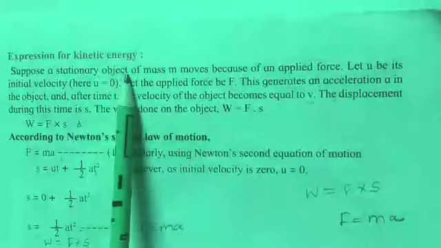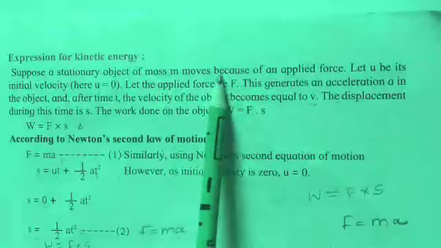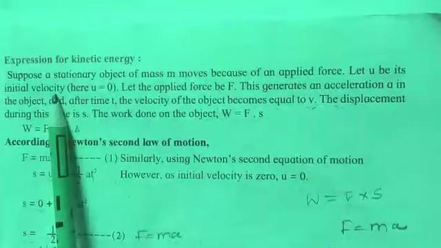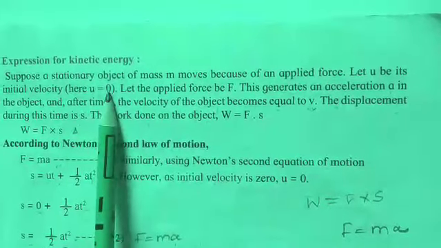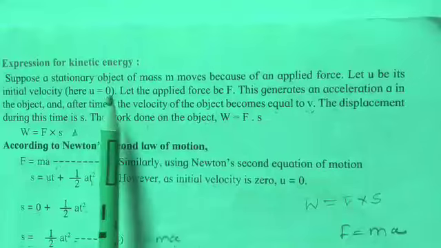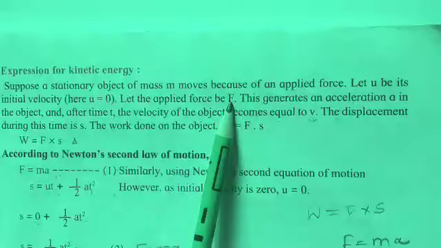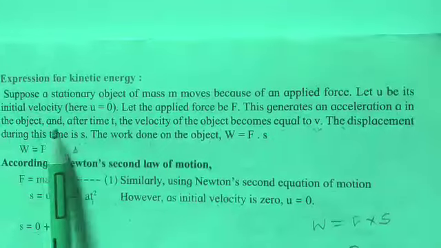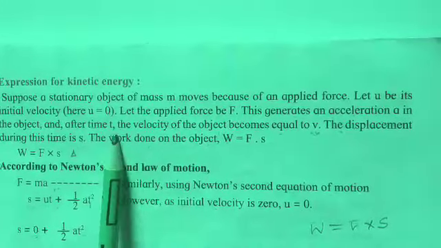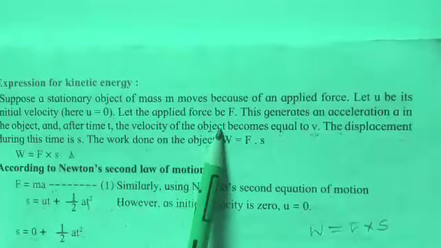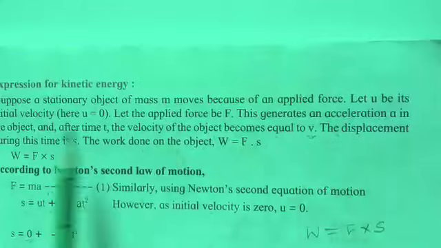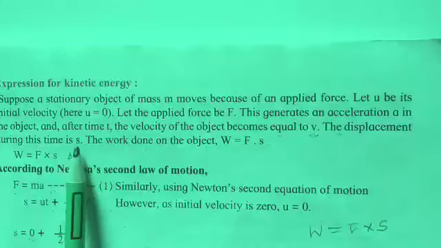Expression for kinetic energy. Suppose a stationary object of mass m moves because of an applied force. Let u be its initial velocity. That means initially u is equal to 0 because it is stopped. Let the applied force be F. This generates an acceleration a in the object, and after time t the velocity of the object becomes equal to v. The displacement during this time t is s.